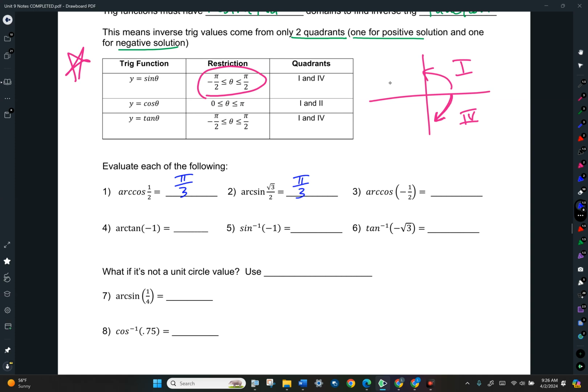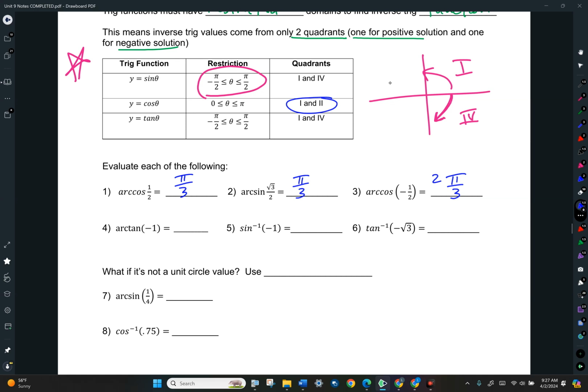So inverse cosine or arc cosine of -1/2. Well, I know the reference angle for cosine to be 1/2 is pi over 3. Because I want it to be negative, remember cosine is defined in the first and second, so I would say 2 pi over 3. I don't say negative pi over 3 because that would be the fourth quadrant, and think about it, cosine is positive in the fourth quadrant.